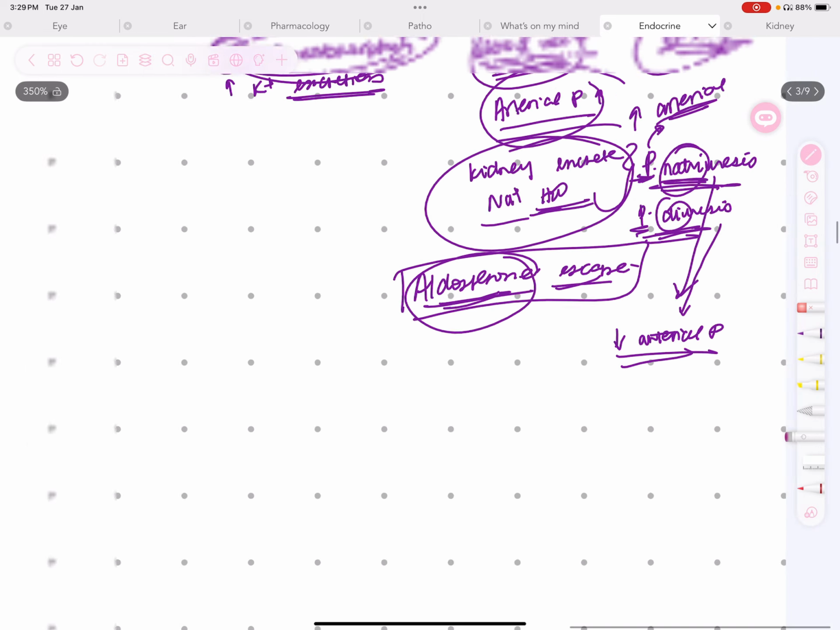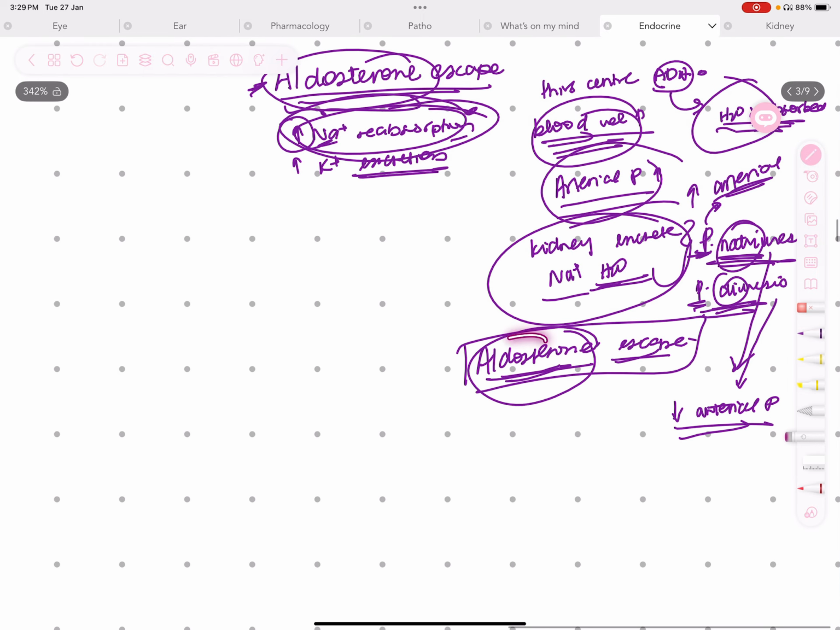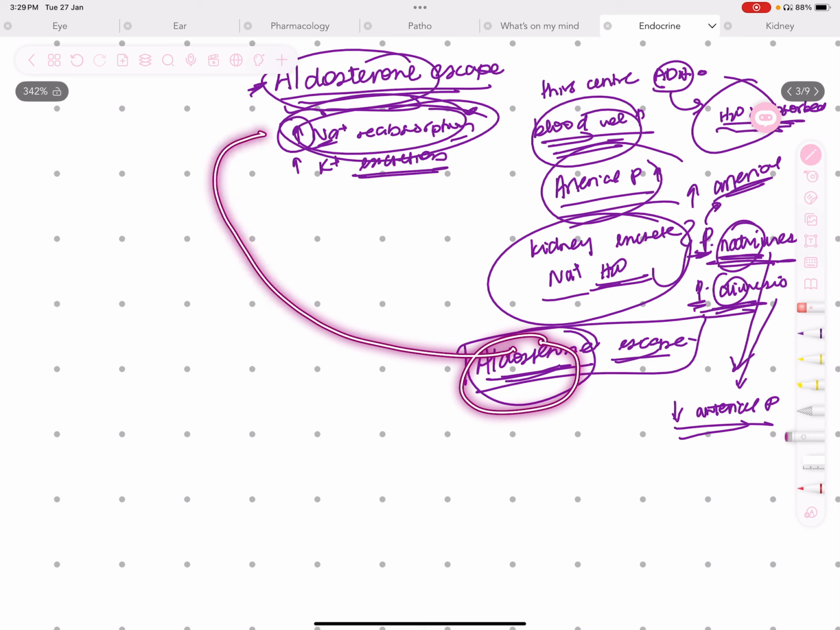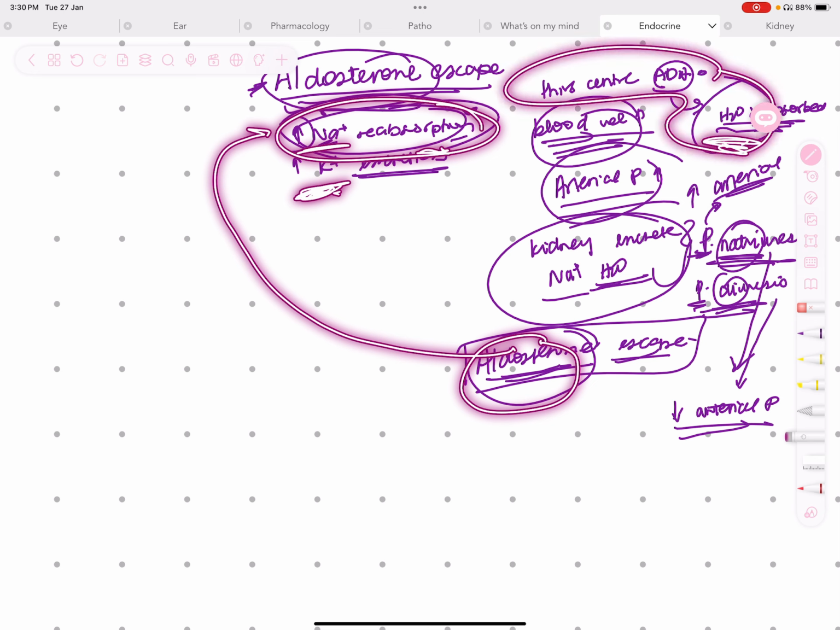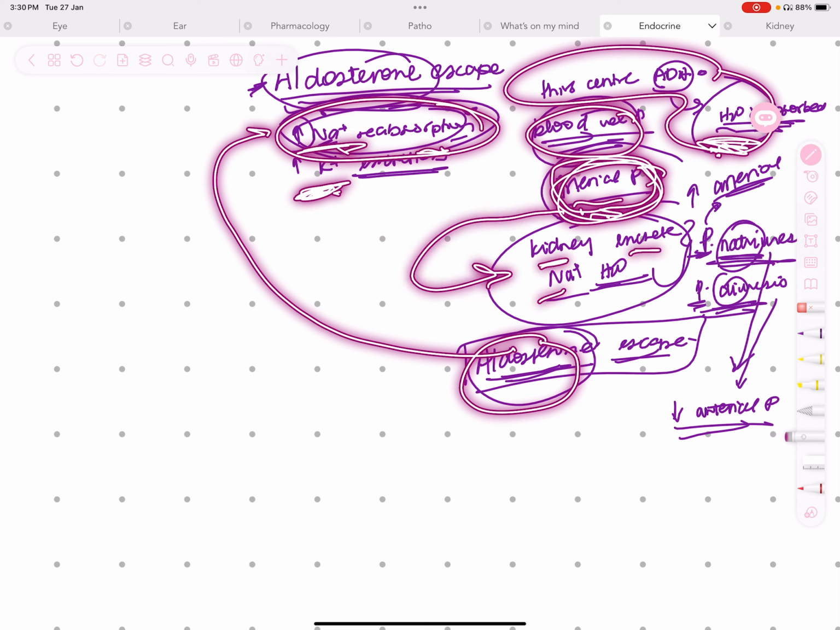So let me just give a recap. So what happened? First of all, aldosterone, it does what? It increases the sodium reabsorption and it causes the excretion of potassium. When sodium was reabsorbed, simultaneously water was also reabsorbed. I do not want to get into the details of the mechanism. When water is also absorbed, the blood volume increases and simultaneously arterial pressure increases. When arterial pressure increases, the body signals the kidney to excrete that sodium and water.